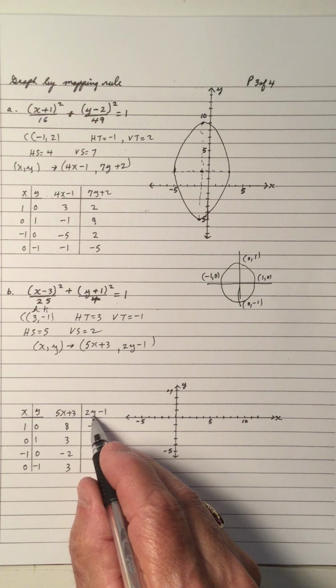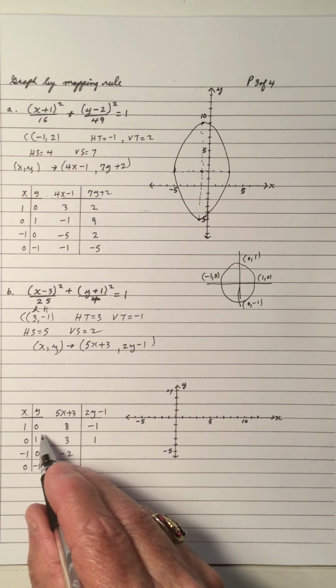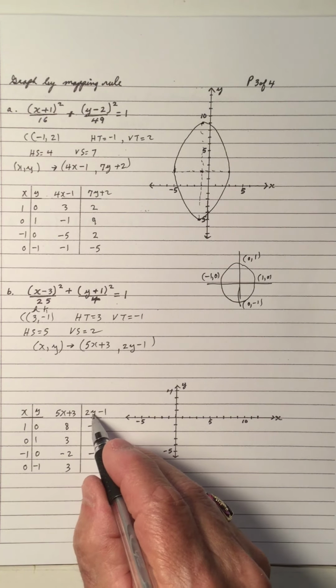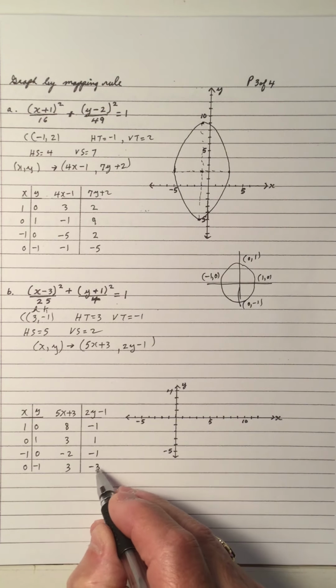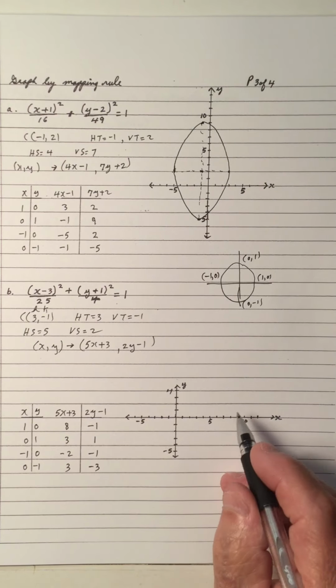Put a 1 in for y, and you get 1. Put a 0 in for y, 0 here, a -1, 0 here is a -1. Put a -1 in, you get a -3. 2 times -1 minus 1 is -3.